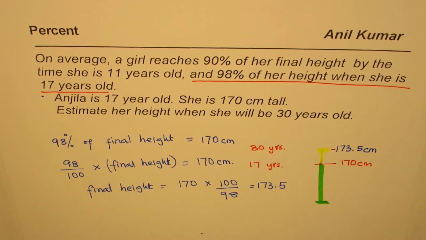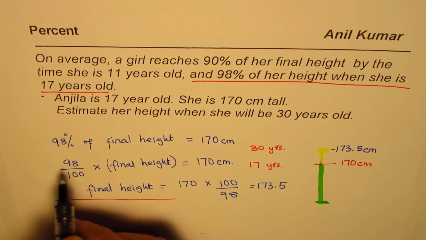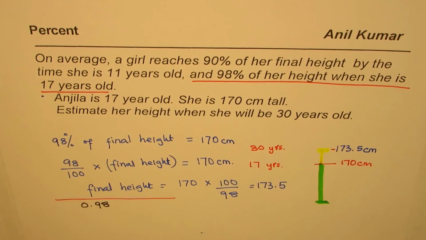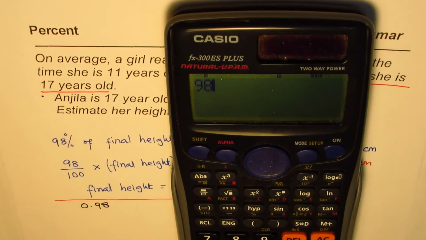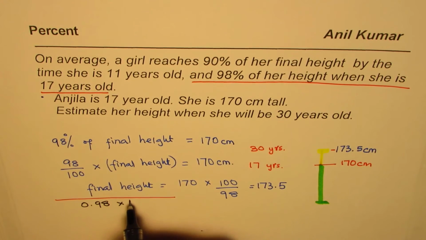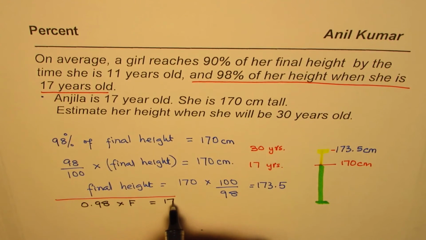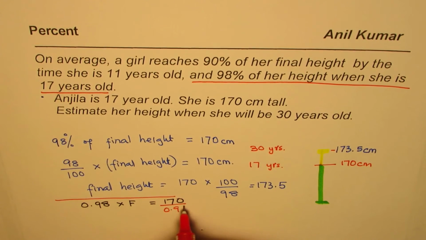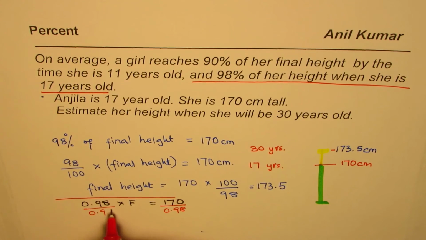So you could do this alternately also. At times what we do here is that we work in decimals. So instead of writing fractions, we could write 98 over 100 as a decimal. 98 divided by 100, as you know. This fraction in decimals could be written as 0.98, right? So 0.98 times final height, let's say f is the final height, equals to 170. Now you divide both sides by 0.98, right?